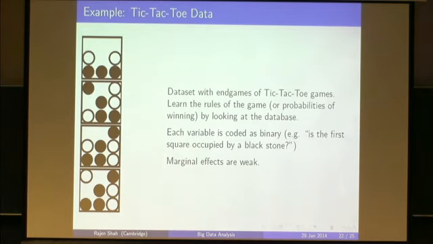And the issue here is that the marginal effects are weak. So you can't really look and say, well, if this contains a black circle, then someone is likely to have won the game. You can't really tell just from looking at an individual square whether someone has won. You actually need to look at the whole thing together to find these winning combinations, which are these 3 in a row.